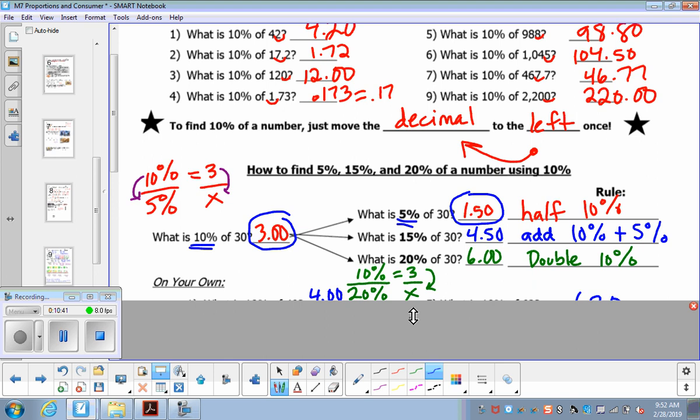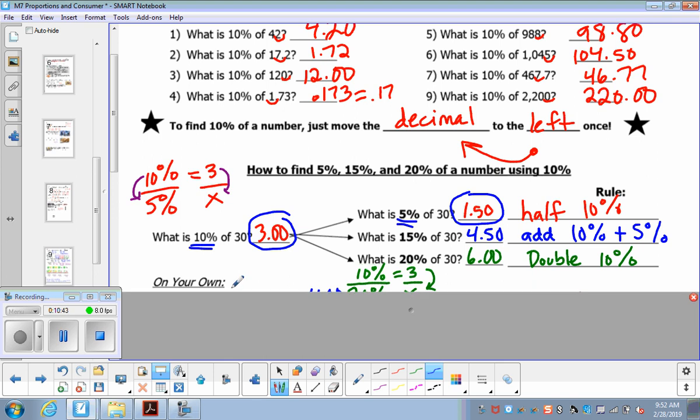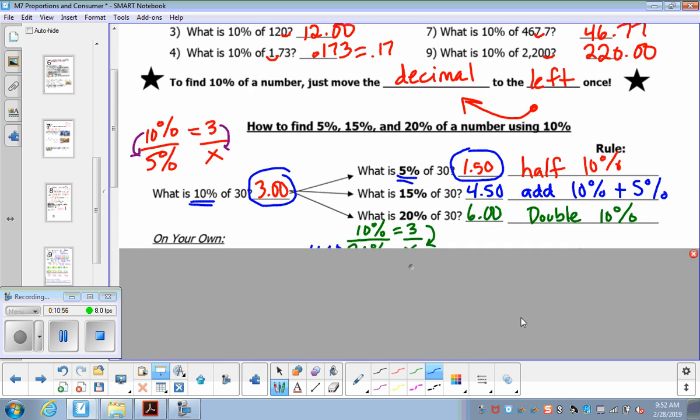store. Now I want you to pause the video, and here's the on your own section, and you're going to try to find now 10%, 5%, 20%, and 15% of the two numbers. When you're ready, you can hit play to check your answers.